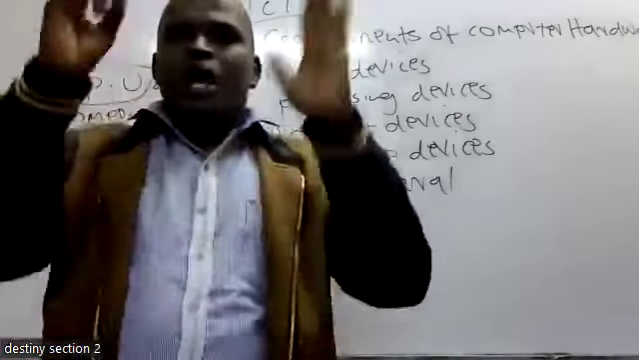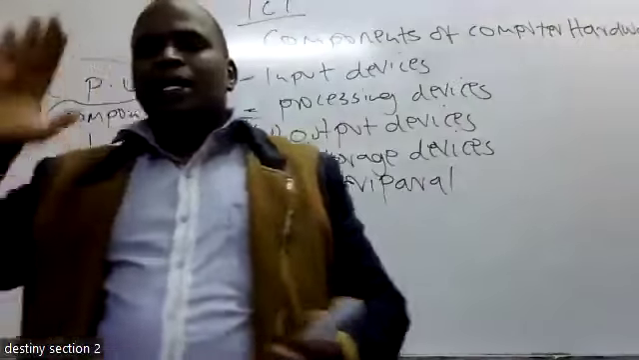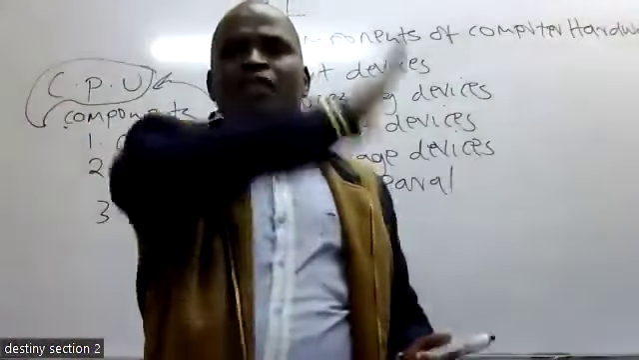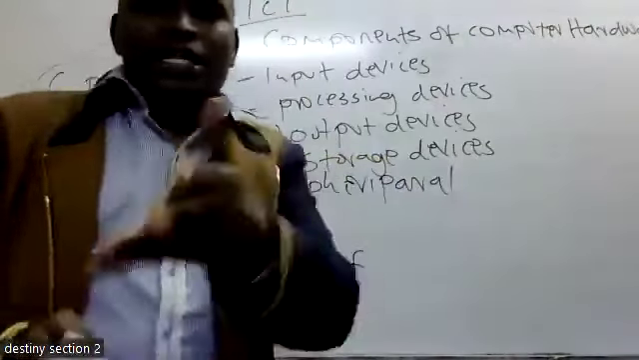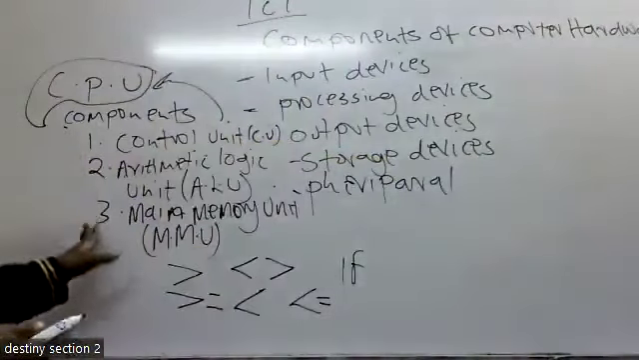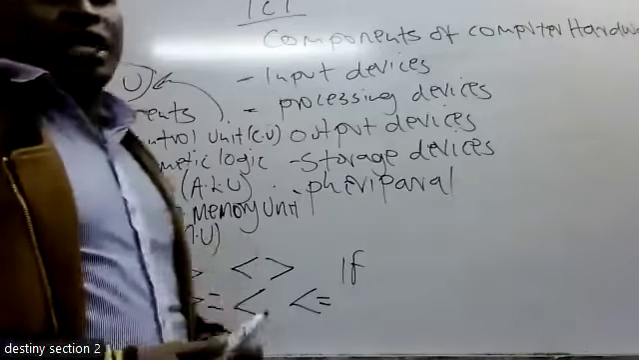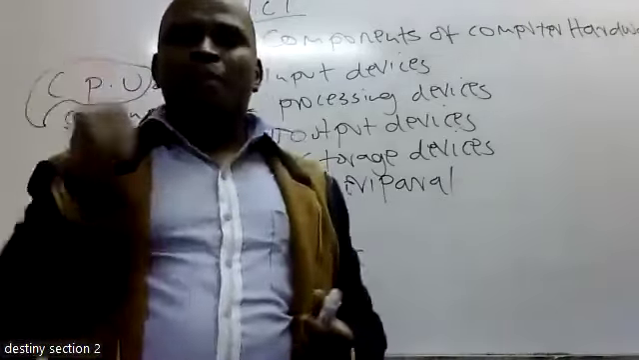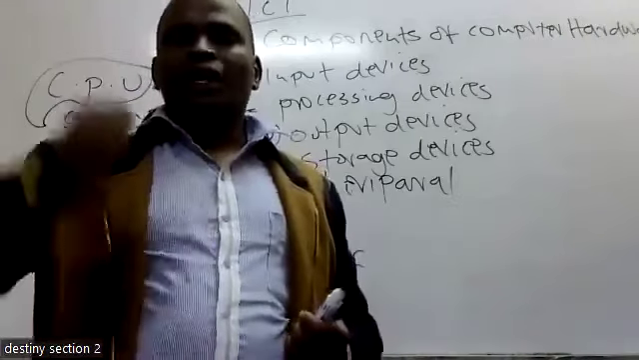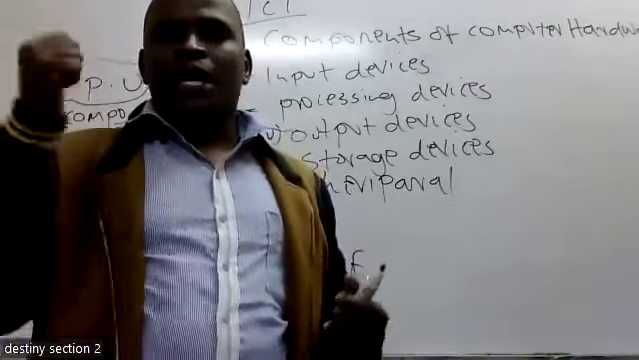So in other words, we have the ALU as one, but we have the arithmetic part, and then we have the logical part. That is something we discussed yesterday. And then we now have the main memory unit. Yesterday we said that the main memory unit is the primary memory in the computer.